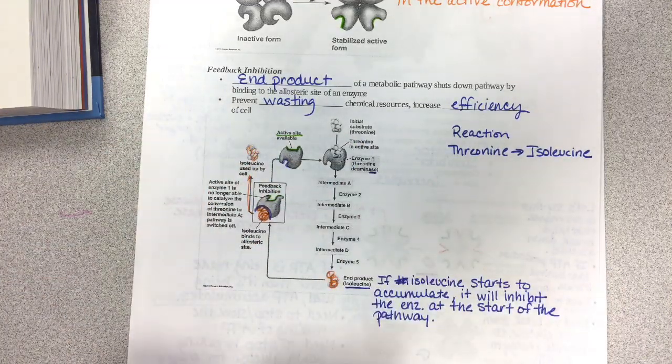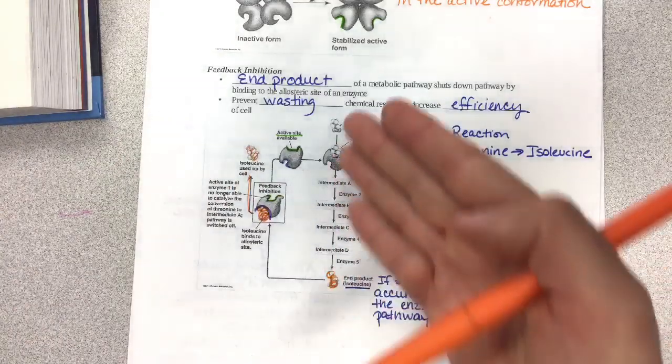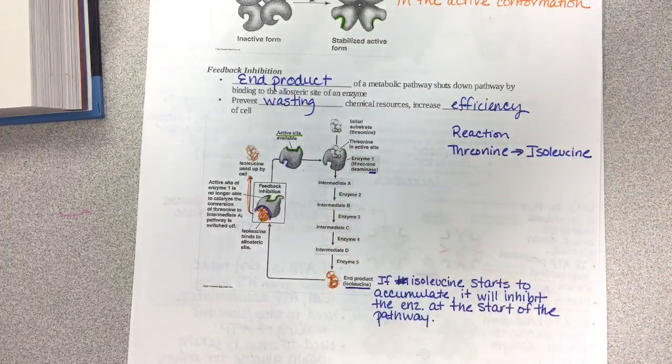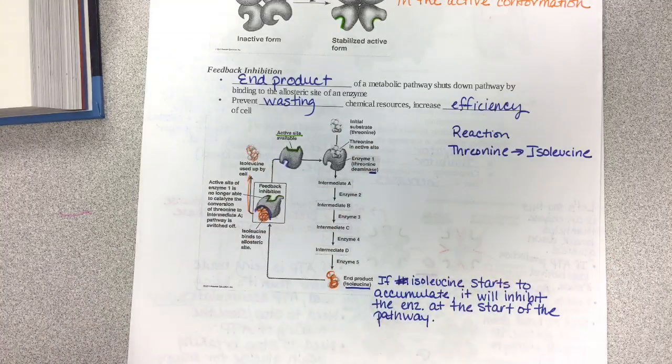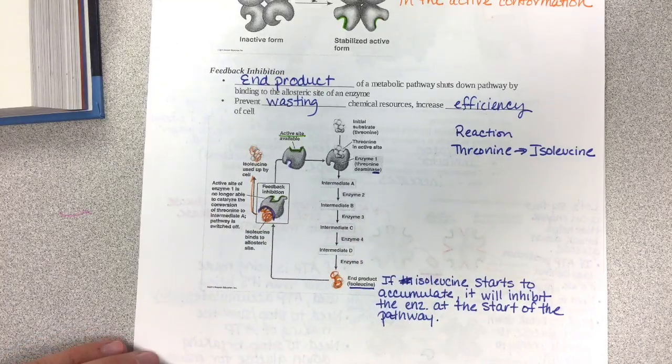And so therefore, we are regulating the production of isoleucine by regulating the enzyme at the first step here. And so this can be called negative feedback as well, all right? Or feedback inhibition. And that is the end.